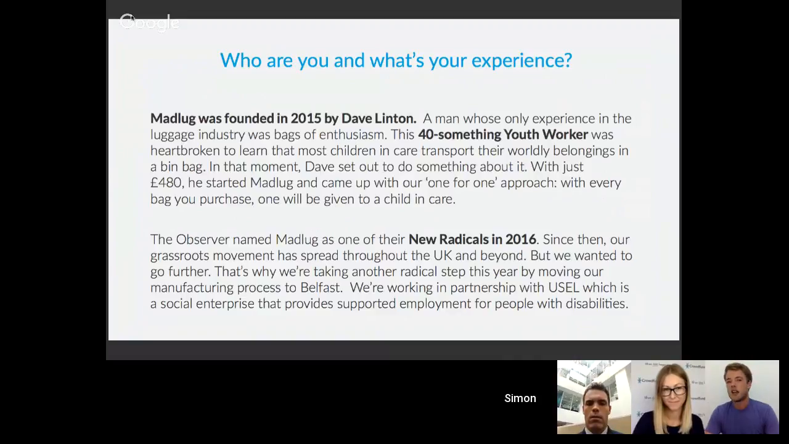And as you can see, he's added a bit about his credentials, saying that the Observer named Madlog as one of their new radicals in 2016, which is a fantastic accolade. It makes you think, okay, these people should be on my radar, and gives me some confidence that what they're doing is widely recognized as good, and it should be something that maybe I should be pledging on.